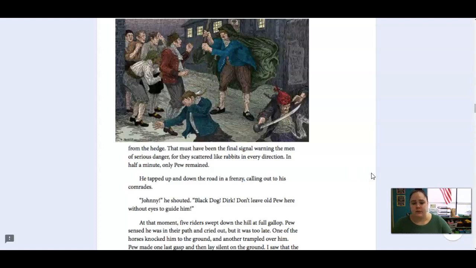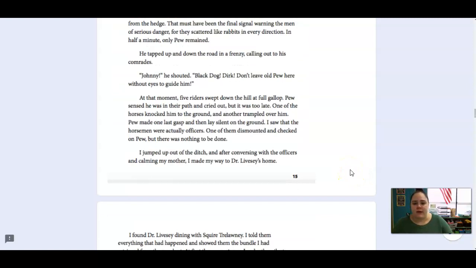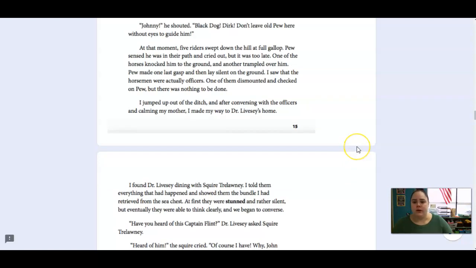He tapped up and down the road in a frenzy, calling out to his comrades. "Johnny," he shouted, "Black Dog, Dirk, don't leave old Pew here without eyes to guide him." At that moment, five riders swept down the hill at full gallop. Pew sensed he was in their path and cried out, but it was too late. One of the horses knocked him to the ground, and another trampled over him. Pew made one last gasp and then lay silent on the ground. I saw that the horsemen were actually officers. One of them dismounted and checked on Pew, but there was nothing to be done.